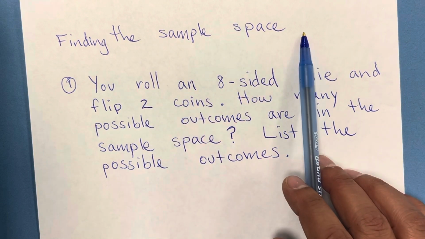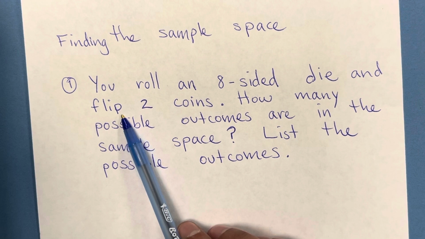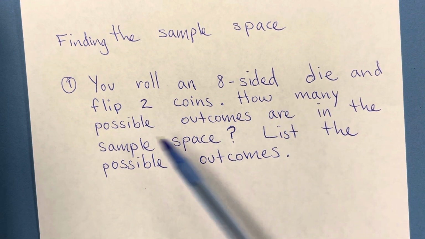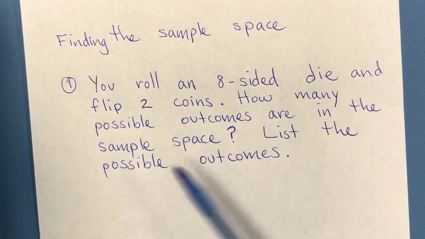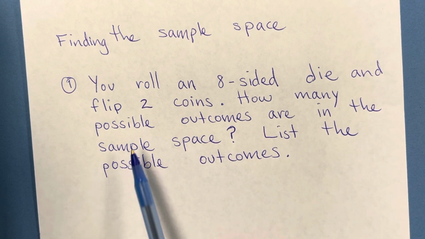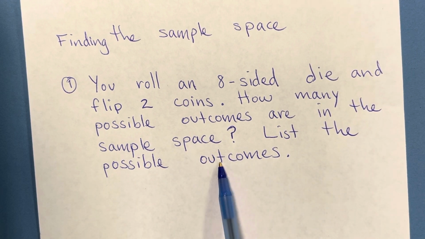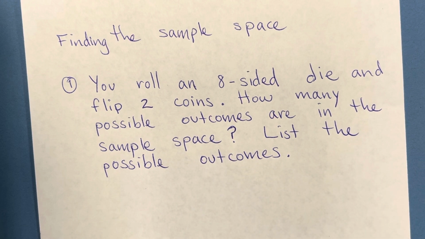Finding the sample space. You roll an 8-sided die and flip 2 coins. How many possible outcomes are in the sample space? List the possible outcomes. The sample space is formed by the list of those possible outcomes, and that's going to make more sense once we start working with it.